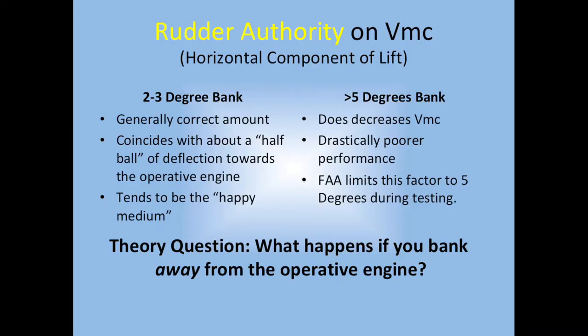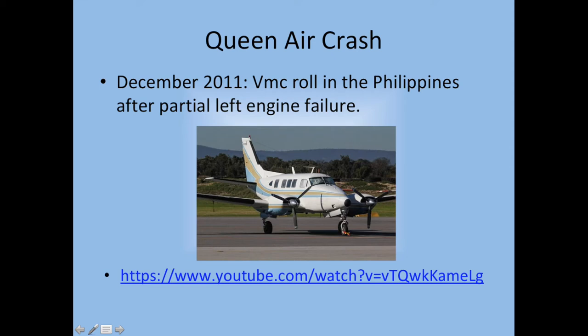Now, if we think about it, what would happen if we were to bank into the inoperative engine? Well, that very thing happened in 2011 with a Queen Air in the Philippines. And the Queen Air is just a piston engine version of a King Air. If you've never seen it before, you can look up the Beech Queen Air. It's a geared turbo supercharged fuel injected engine that is 8 cylinders, a Lycoming GTSIO-720.